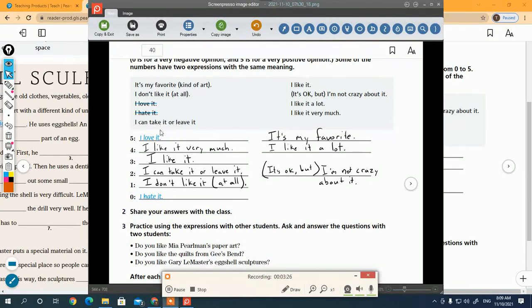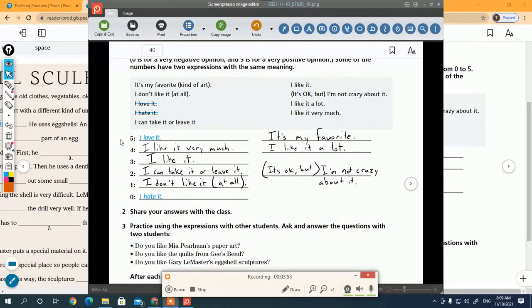So here we go. If you say, I love it. I love that art. I love Mia Perlman's inrush sculpture. I love it. It's my favorite. It's basically the same thing. That's a number 5, 5 stars. Imagine 4 stars. I like it very much. I like it a lot.